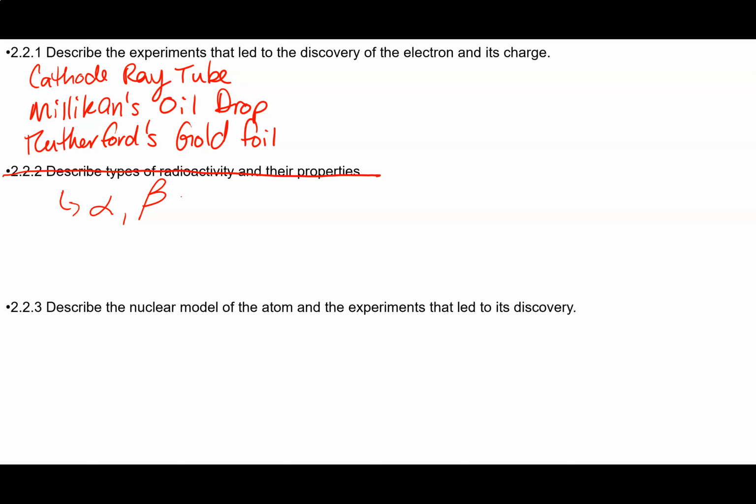The nuclear model of the atom is the one that we now all adopt. So it puts the protons in the middle, puts the electrons outside in a cloud. Remember, they can kind of be anywhere. And so on and so forth.